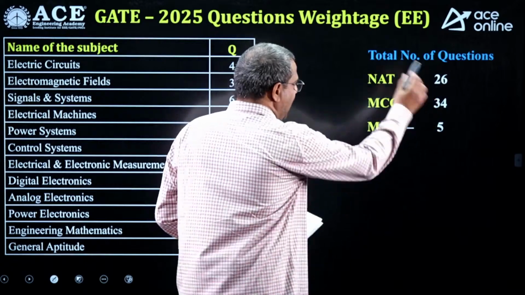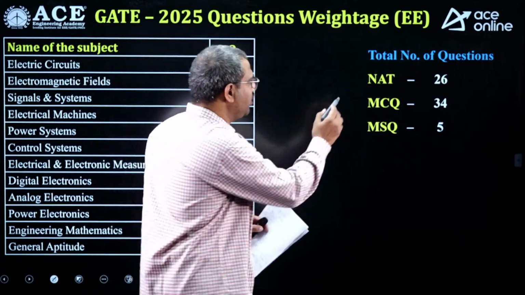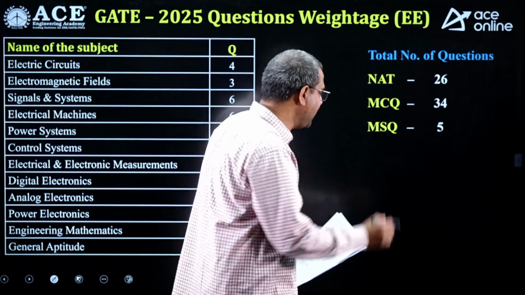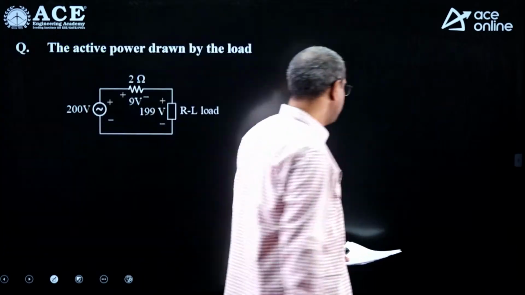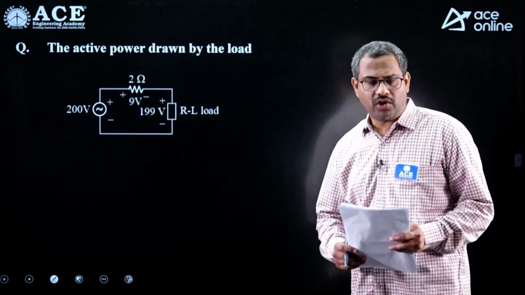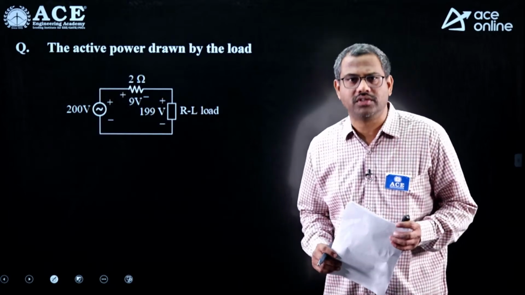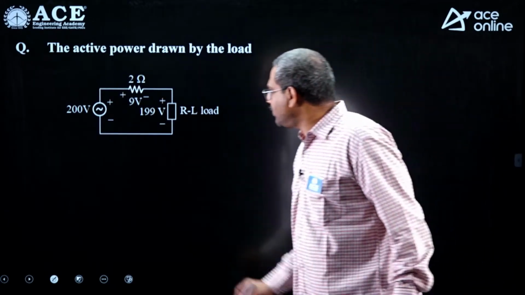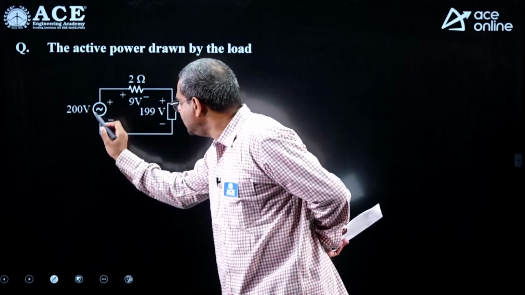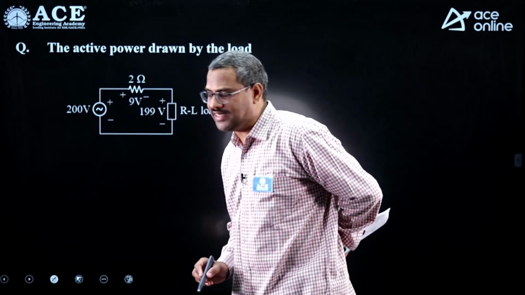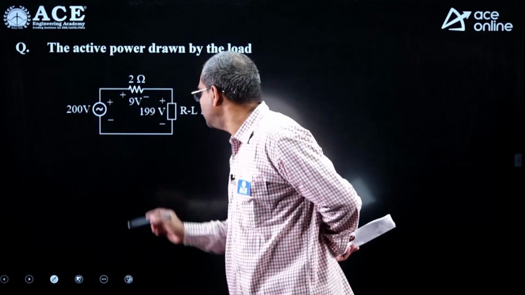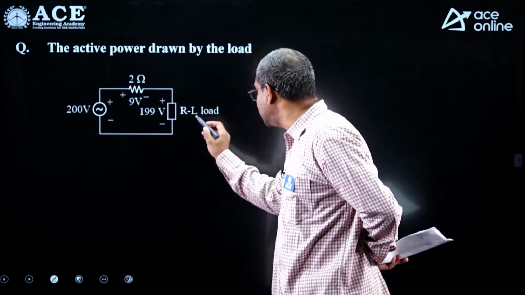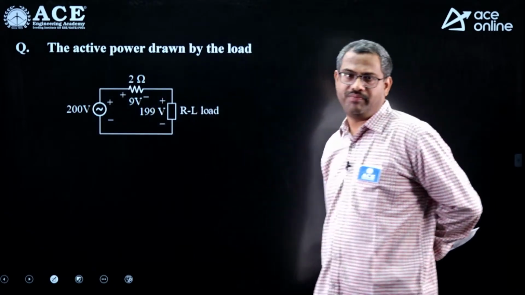Now, as per the data available, numerical answer type questions 26, MCQ 35, and MSQ 5 questions came. Now, I will be talking about electric circuits for electrical engineering. This is one of the questions that came. Clearly, it shows it is an AC supply, a steady state AC signal, RMS 200 volts. And here also RMS 9 volts and RMS 199 volts across this RL load, and it is asking the power drawn.